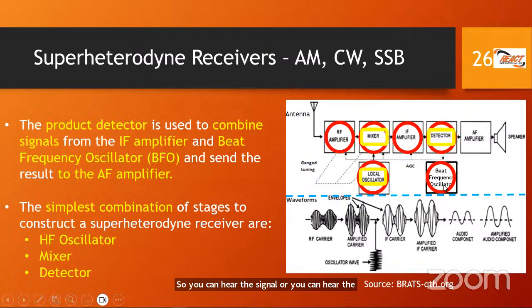And in the case of our super het or superheterodyne receiver, there are a couple of stages that must be present or will typically be present. At a minimum, you can have multiple stages as well. And quite often, the more expensive the receivers are, you tend to have multiple stages. But as long as you have these three stages here, it will constitute a super het receiver. You must have an HF oscillator, or sometimes called the local oscillator. You have a mixer stage, and you have the detector stage. So that's why we have highlighted them here for you. Those are the simplest combination to create a super het or superheterodyne receiver.